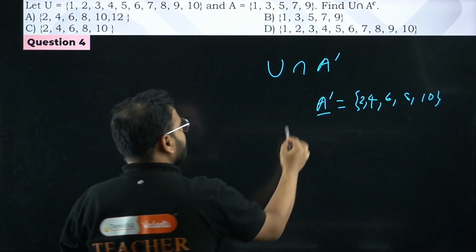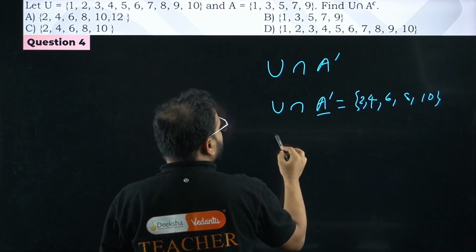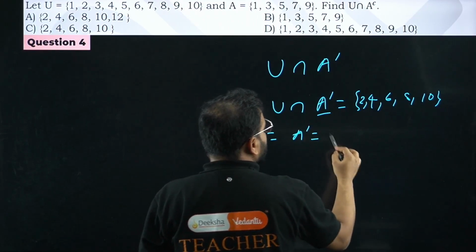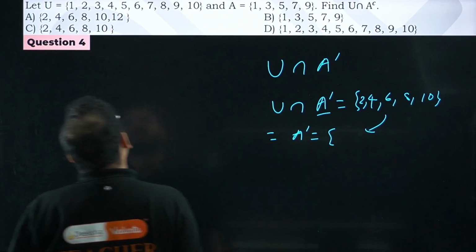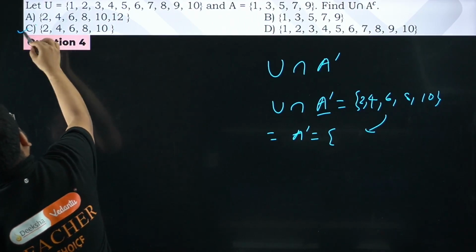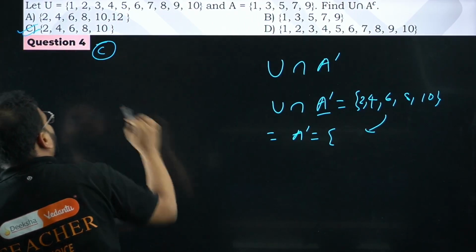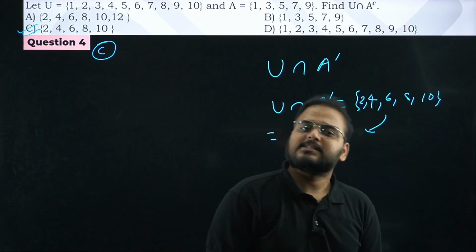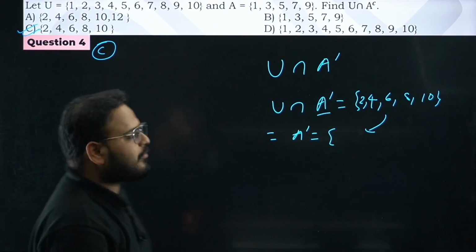Intersection with U will be nothing but this only, no? So what is the answer? Same thing, 2, 4, 6, 8, 10. Option C is correct. Please have a look. Question number 4 is also done. Option C is correct. No doubt over here whatsoever.